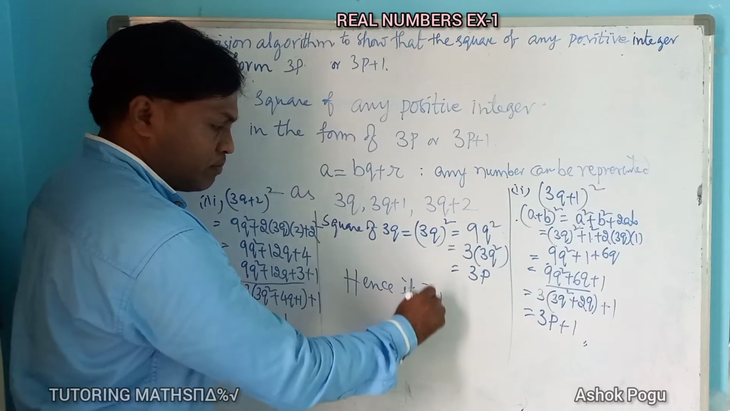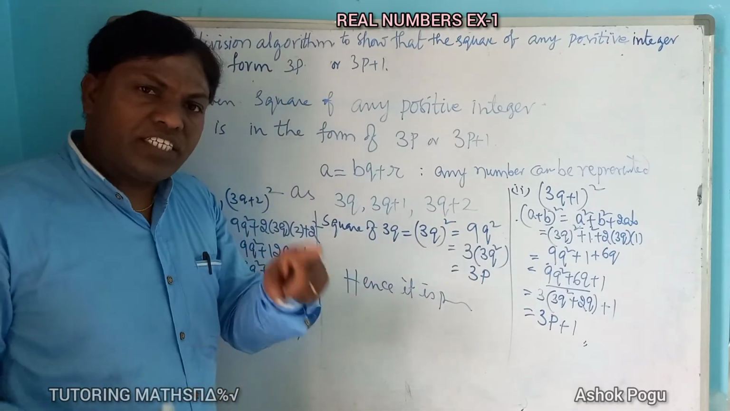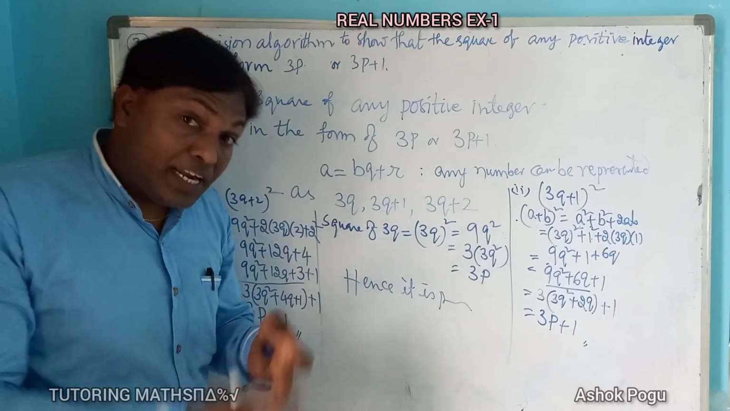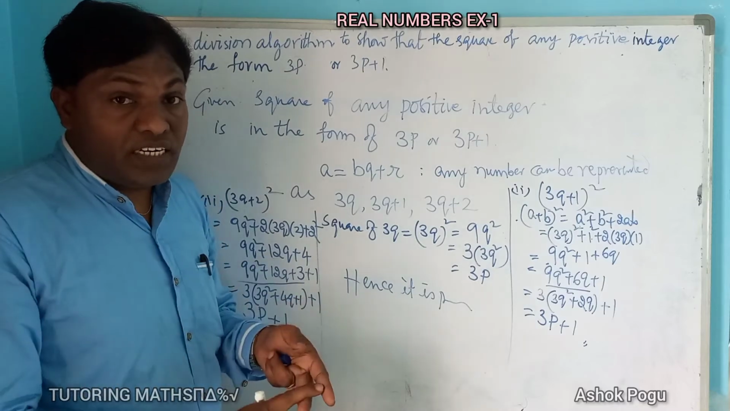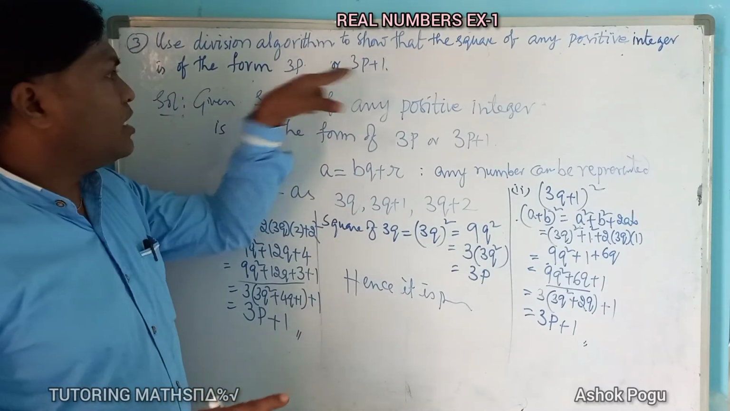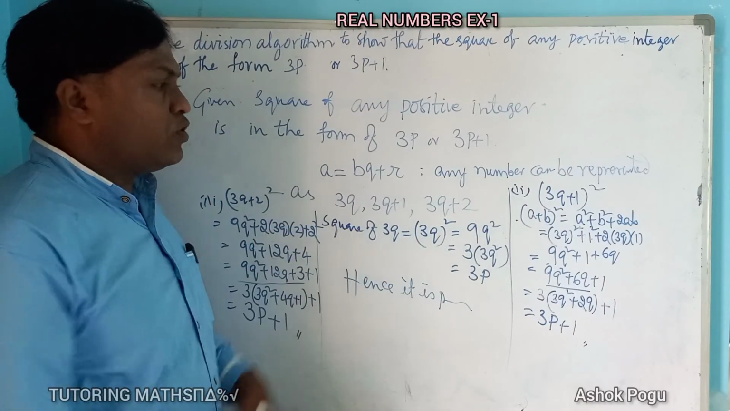Hence it is proved. What is proved? The square of any positive integer is in the form of 3p or 3p plus 1. Compulsorily it would be in the form of 3p or 3p plus 1. So this is the solution.